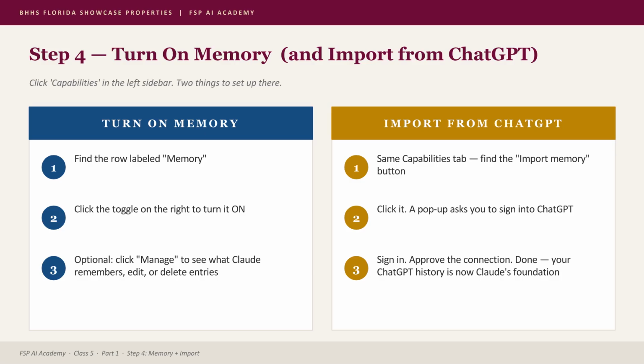The right side of the screen changes. First thing, find the row labeled Memory. There's a toggle switch next to it. Click the toggle to turn it on. That's it, Memory is on.